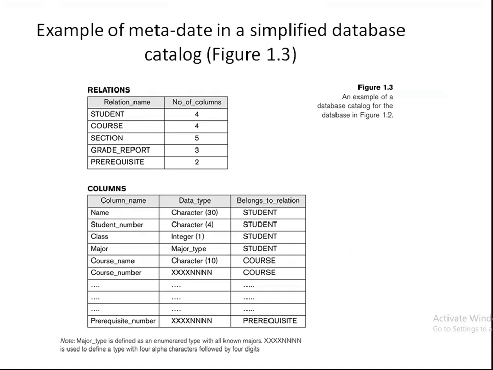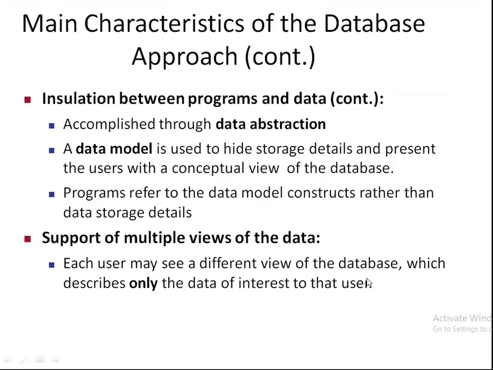So this is an example of catalogs or metadata where it describes the data about data, or the structure of the data, data type, and the constraint. So all this information is stored in the form of catalog. Data abstraction hides the detailed operation.